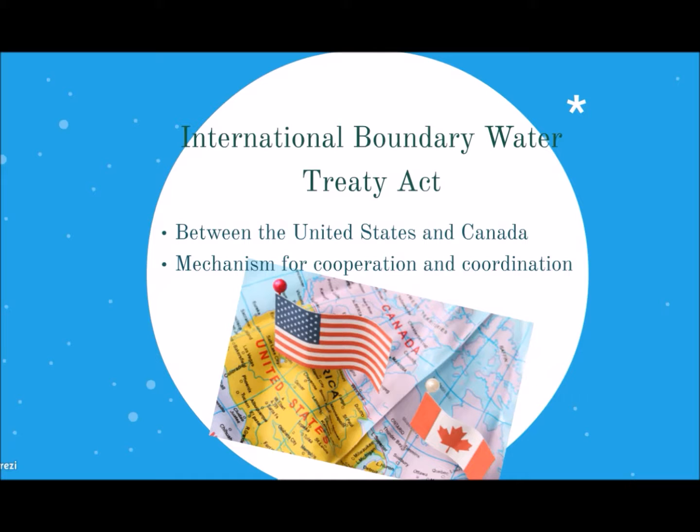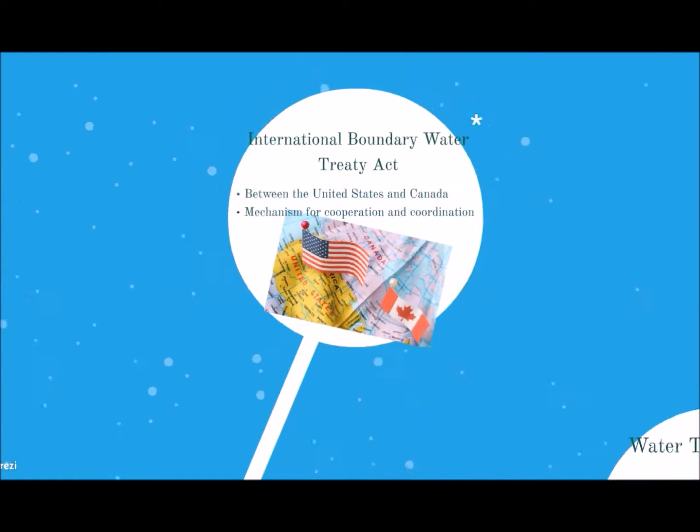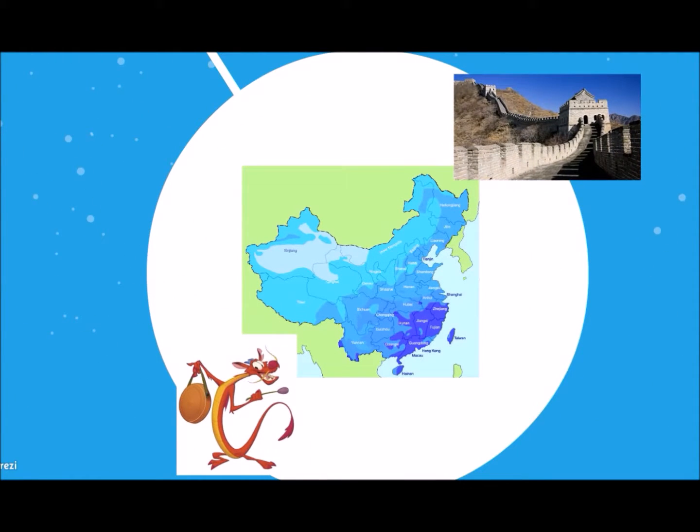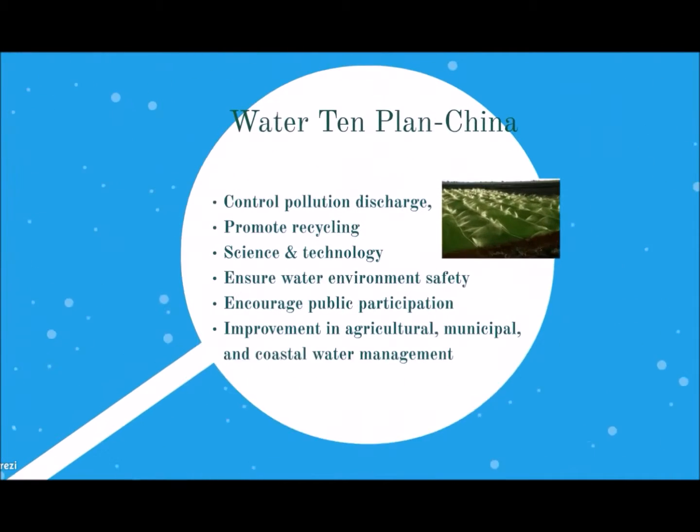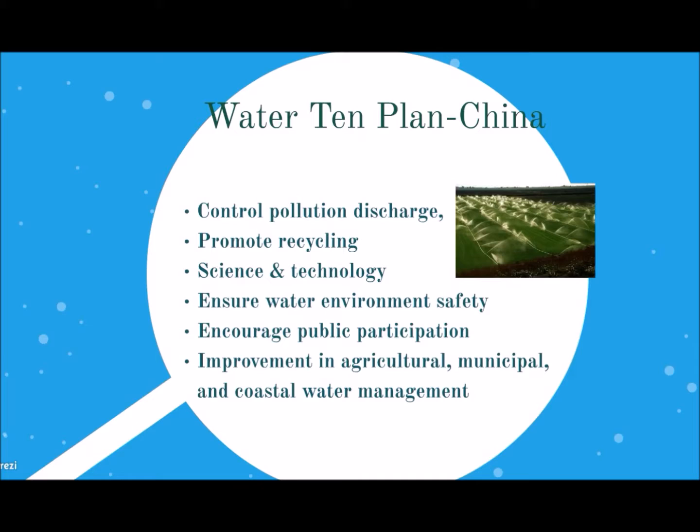China, as one of the fastest developing countries in the world, is putting in huge efforts to protect their water resources. Water 10 Plan China sets out 10 general measures for the different government departments. In general, the plan covers the following 4 broad actions.